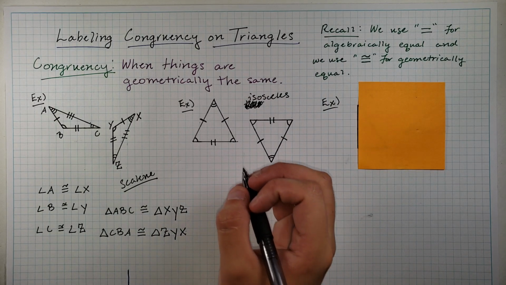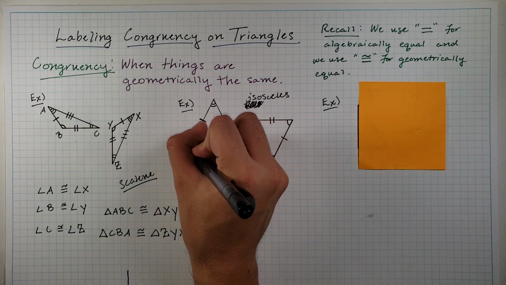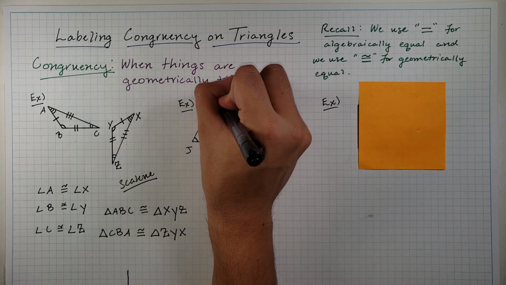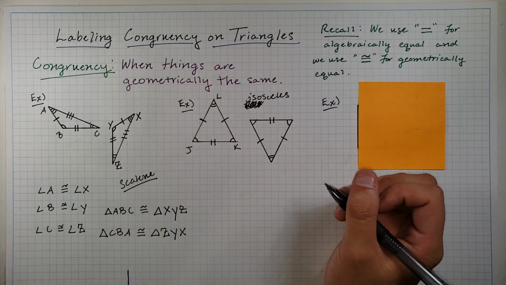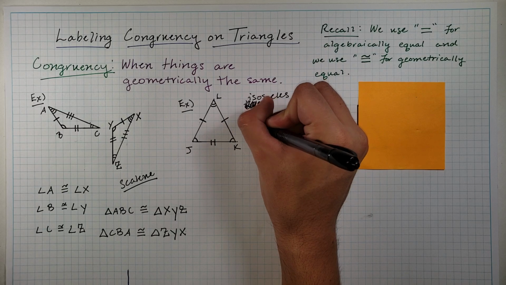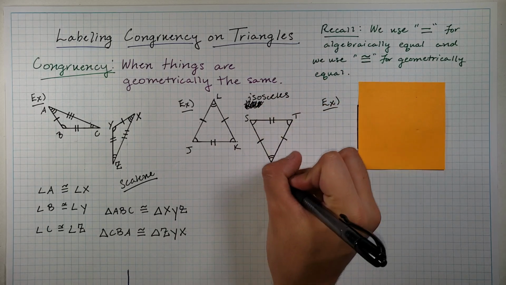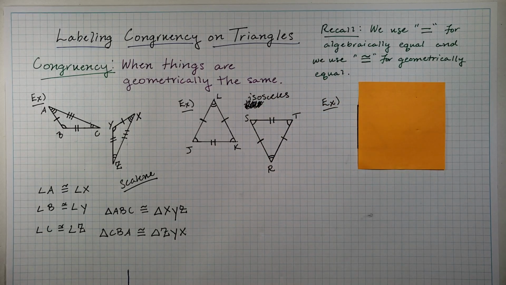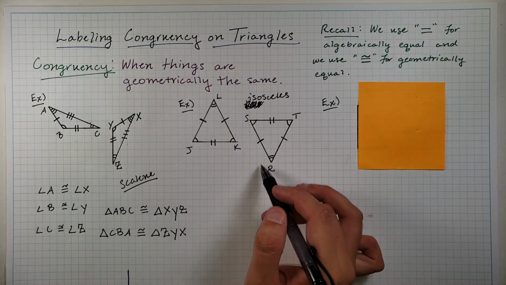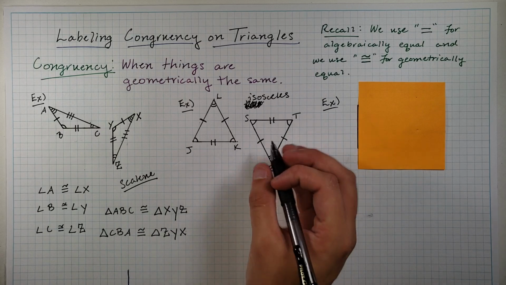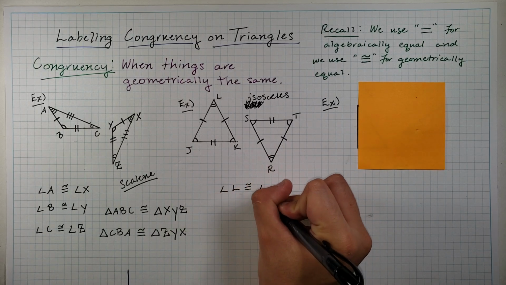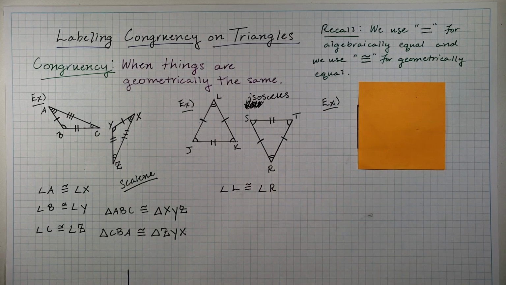All right, so now maybe we'll label it and then we'll write some facts about it. Maybe we'll say this is JKL, and this is STR. All right, so maybe we'll look at the easy one real quick. We know that the double arc is this double arc. So maybe we can say angle L is congruent to angle R.